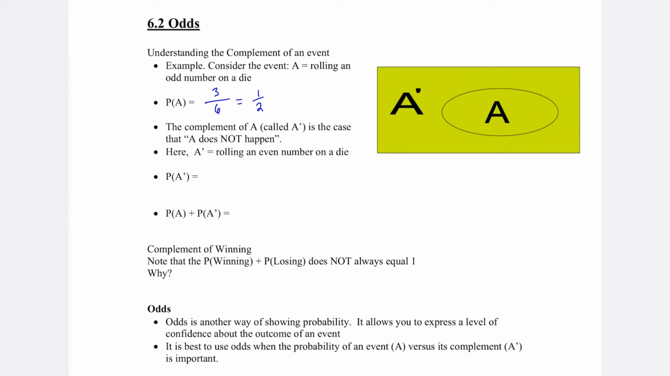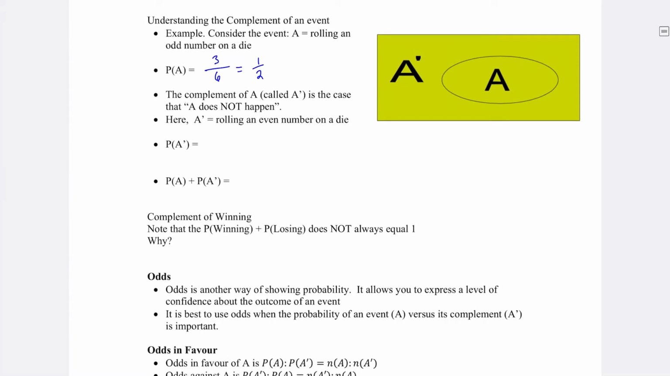The complement of A, which we call A prime, is the case that A does not happen. Here, A prime equals rolling an even number on a die. So the probability of A not happening, which is rolling an even number, is 3, because there are 3 even numbers, 2, 4, and 6, over the total number of sides on a die, which is 6. And that gives us 1 over 2. So therefore, the probability of A happening is 1 over 2, plus the probability of A not happening, the complement of A, is 1 over 2. And 1 over 2 plus 1 over 2 is 2 over 2, or 1, or 100%, we might say.